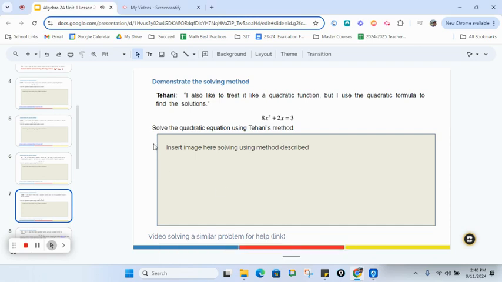Hey everyone, this is a video to help you with the part of the project where we're going to be solving using the quadratic function. So in your project, you're going to be solving this quadratic right here with the leading coefficient of 8. And you're going to be solving it in the way that Tahini describes here. She says, I like to treat it like a quadratic function, but I use the quadratic formula to find the solutions. So your job in this slide is to solve this quadratic here using the quadratic formula.